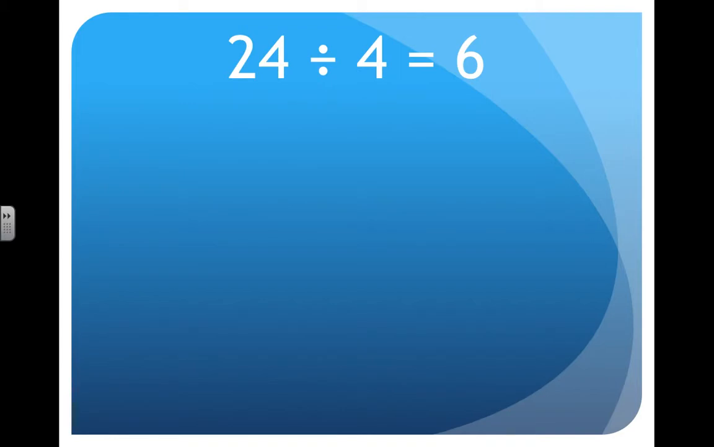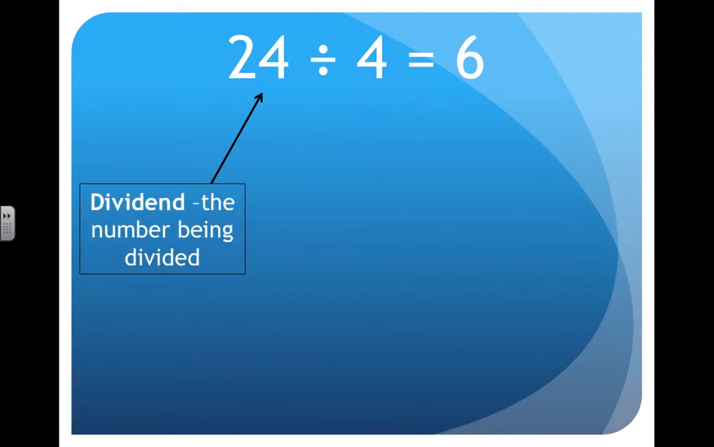Now on to some vocabulary terms. 24 in this equation is called the dividend. The dividend is the number that is being divided. It is typically the largest number.